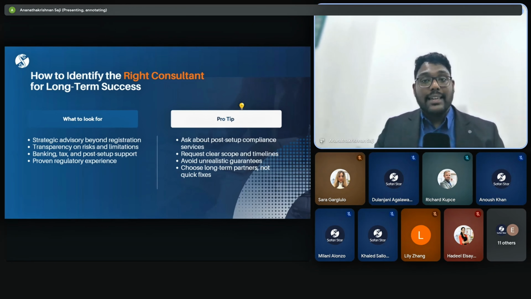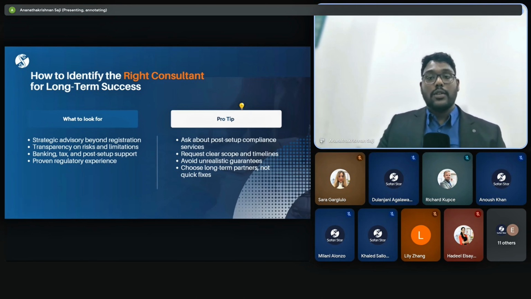And also banking, tax, and post-setup support. So when it comes to that, like I've mentioned to you before, you have to ask well in advance with the consultant, which is the right bank account for me for this specific activity in this specific free zone, and what are the tax obligations that I'm having. So if I'm expanding in future, can I expand my company within this free zone, and also can I make it a qualifying free zone? You have to understand all in advance.